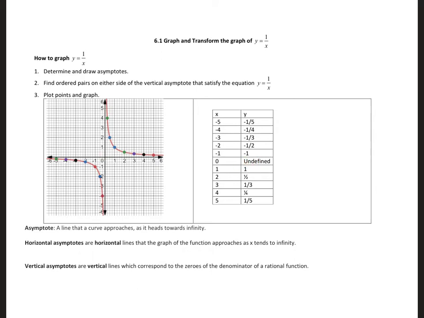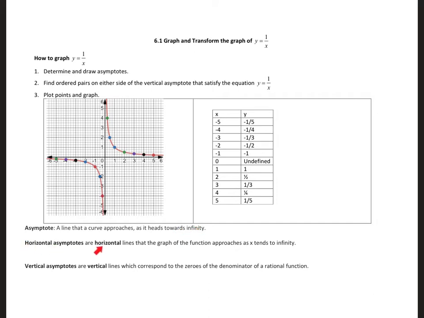As a result it has two branches, as you can see here in quadrant 1 and quadrant 3. Let's look at some new vocabulary here. Asymptote: a line that a curve approaches as it heads towards infinity. And asymptotes are of two types.